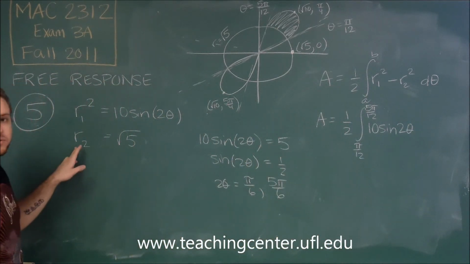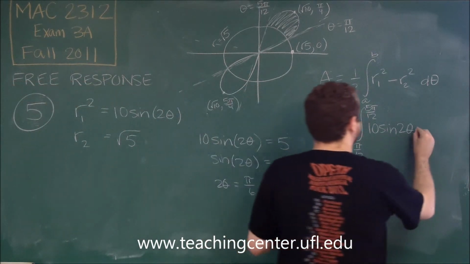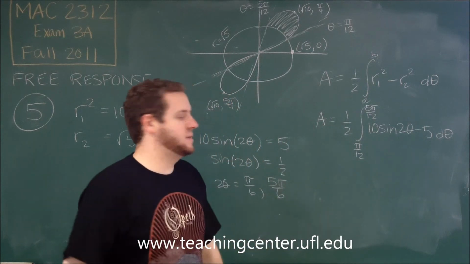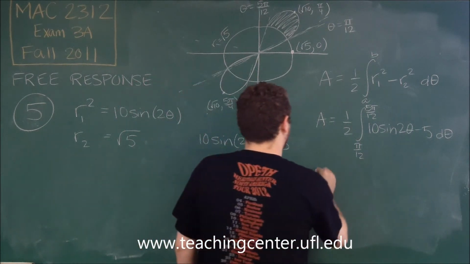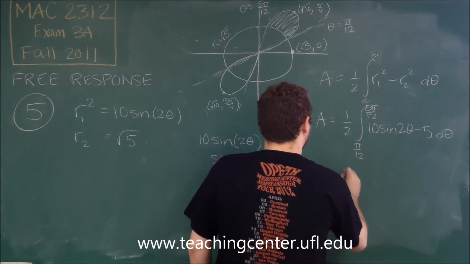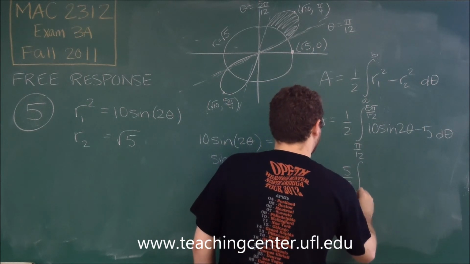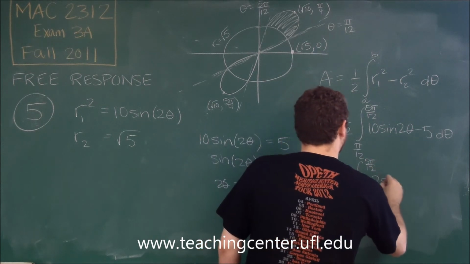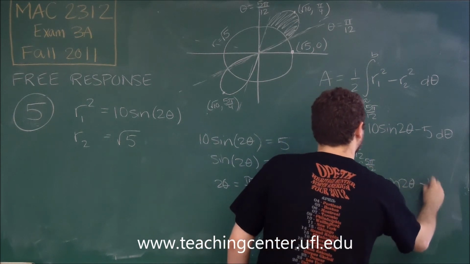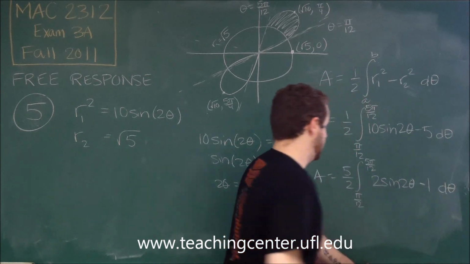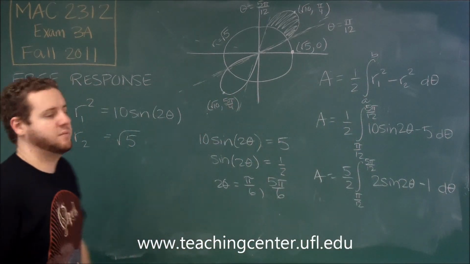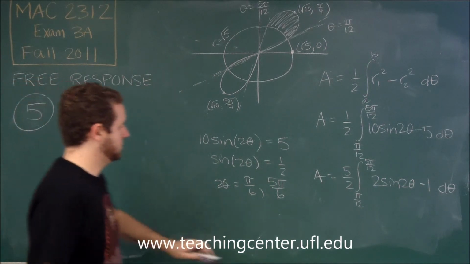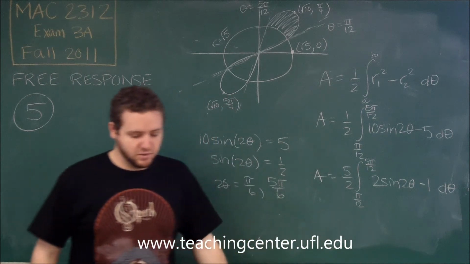And then we have to subtract r2 squared. Well, r2 squared would just be 5 d theta. Before we evaluate this, we could pull a 5 out, since both of these have a 5 in common. So we get A equals 5/2 from pi over 12 to 5 pi over 12 of 2 sine 2 theta minus 1. So from there, that's the easiest spot for us to do the anti-differentiation. So we need to do the integrals of those there.